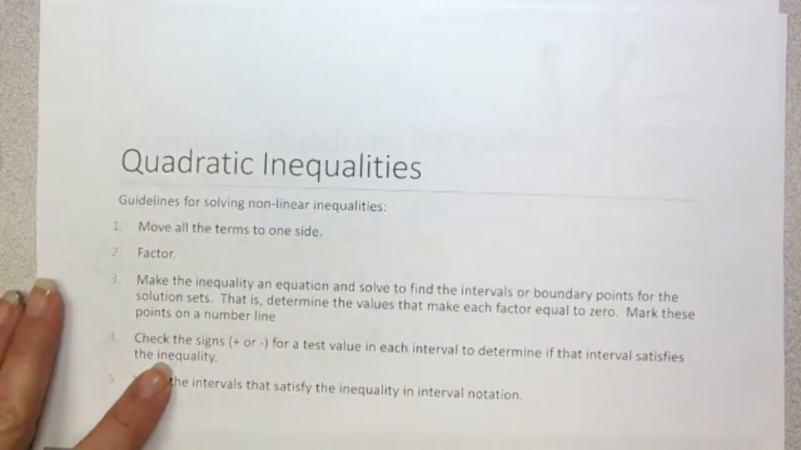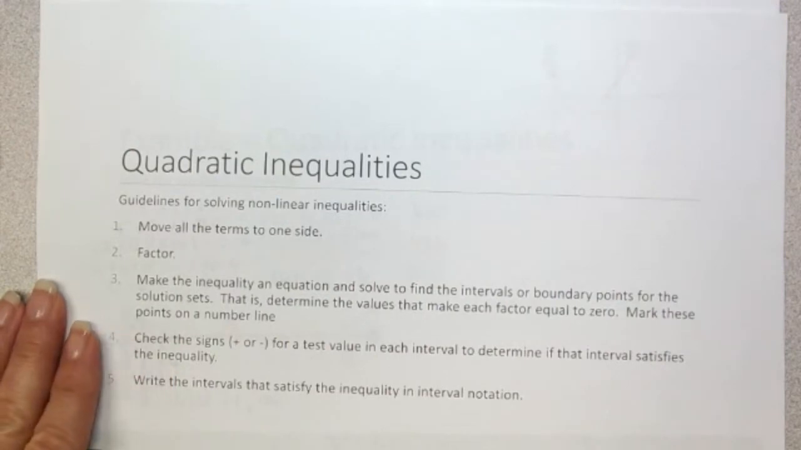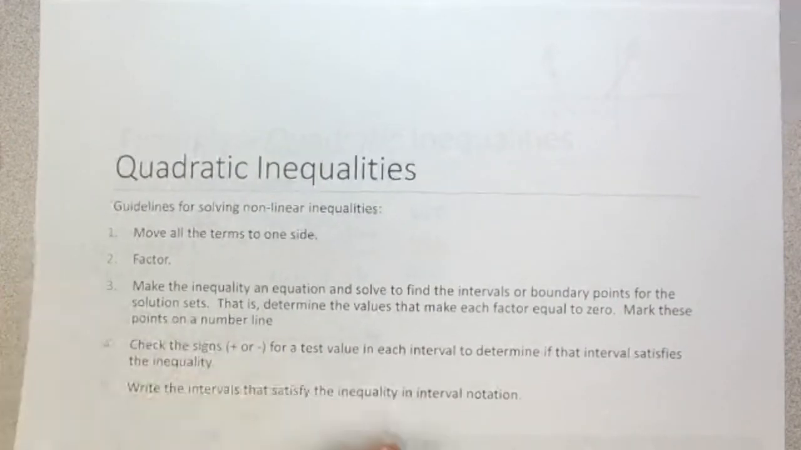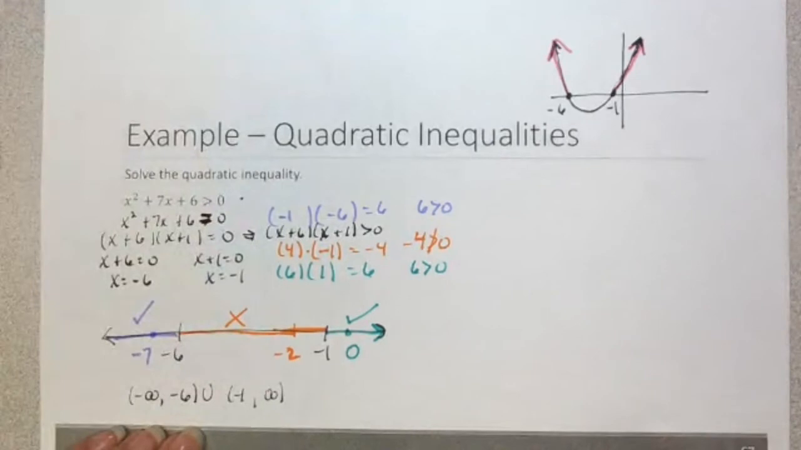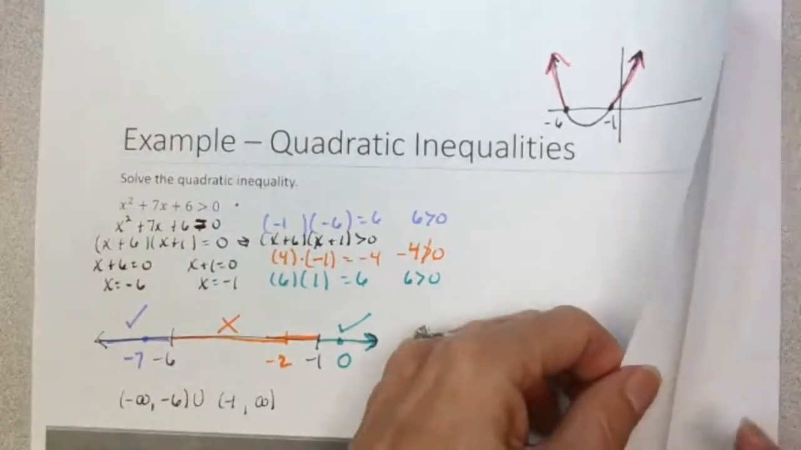Mark them on the number line and then test the intervals. Pick an easy number that's in each interval. Test the interval to see if it makes the inequality true. And then go ahead and write it out in interval notation. All right, shall we look at another example? Let's do another one.